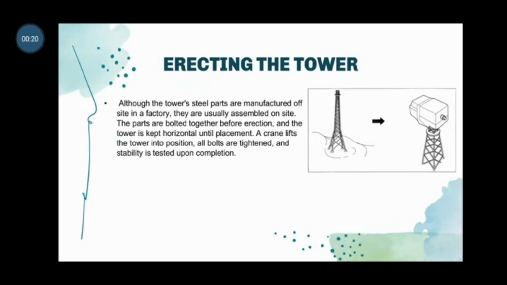Next, erecting the tower. Although the tower steel parts are manufactured off-site in the factory, they are usually assembled on-site. The parts are bolted together before erection. The tower is kept horizontal until placement. A crane lifts the tower into position. All bolts are tightened and stability is tested upon completion.